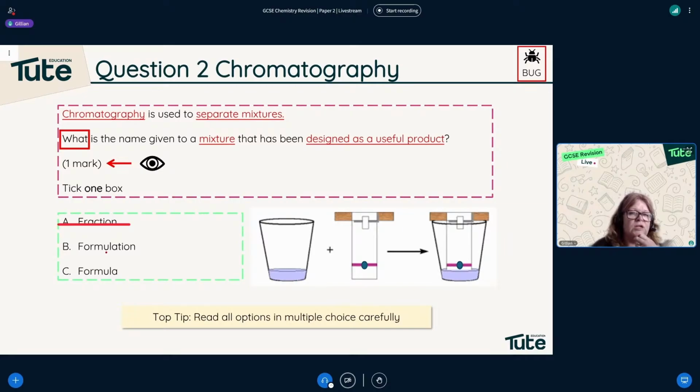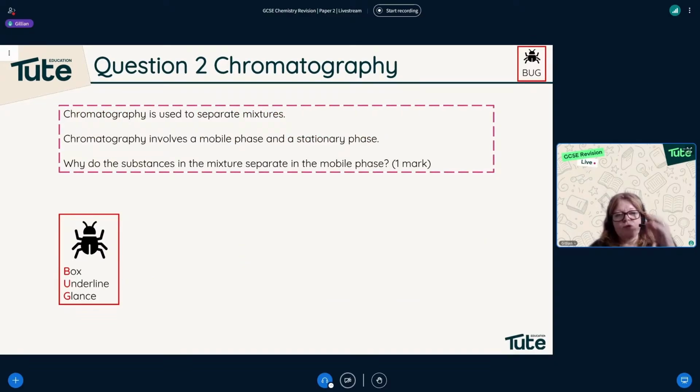Our next one, formulation. What is a formulation? Well, a formulation can be, for example, paints, medicines, and a formulation is a mixture that has been designed as a useful product. So we know that it's formulation, so then it can't be formula. Okay, next question. So chromatography is a separation technique that we use to separate mixtures. Chromatography involves a mobile phase and a stationary phase. So, why do the substances in the mixture separate in the mobile phase?